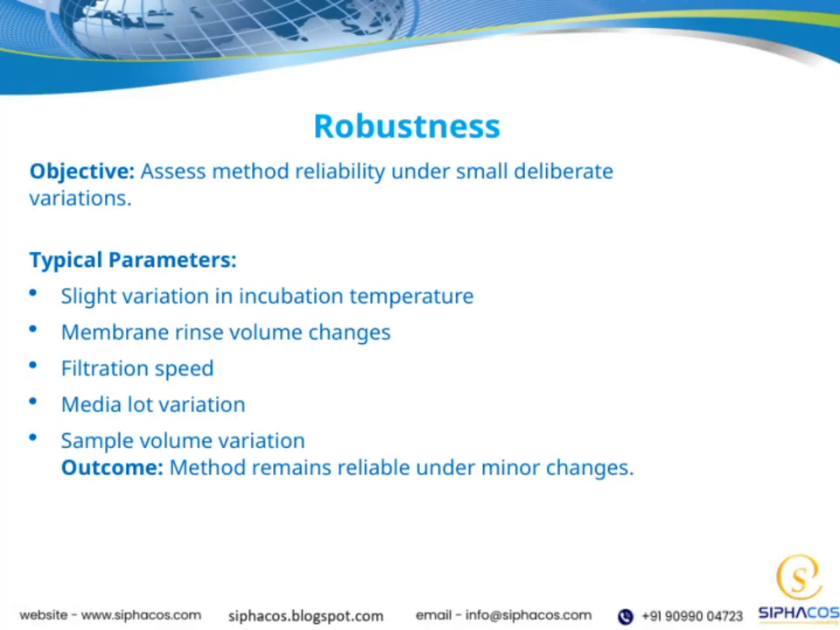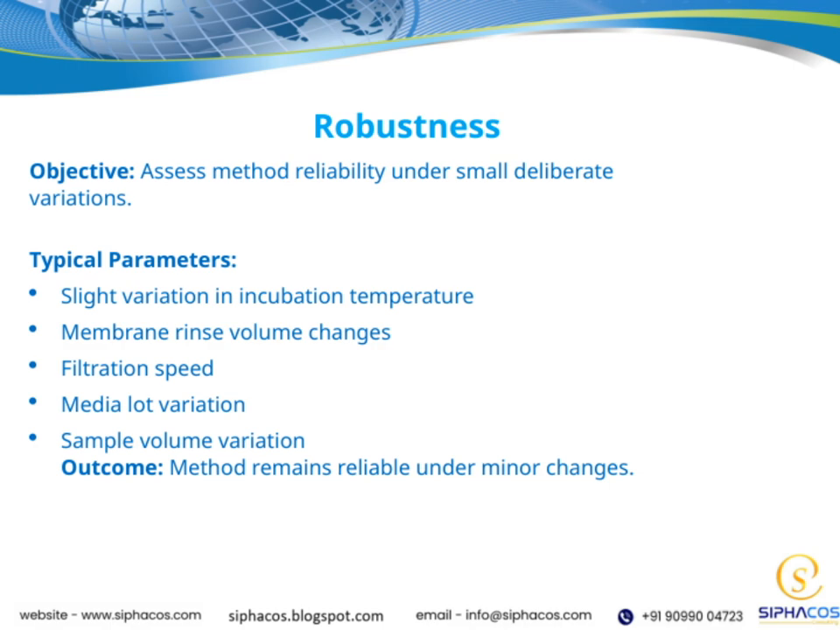Now, let's talk about the objective of this part of the study. We're aiming to assess the reliability of our method when small, deliberate variations are introduced. This is crucial because in real-world scenarios, minor changes can occur, and we need to ensure our method still produces consistent, dependable results. Typically, we look at parameters like a slight variation in incubation temperature, which might happen due to environmental factors. We also consider changes in membrane rinse volume, which can vary depending on handling. Filtration speed is another factor. Sometimes it might be a bit faster or slower than usual.